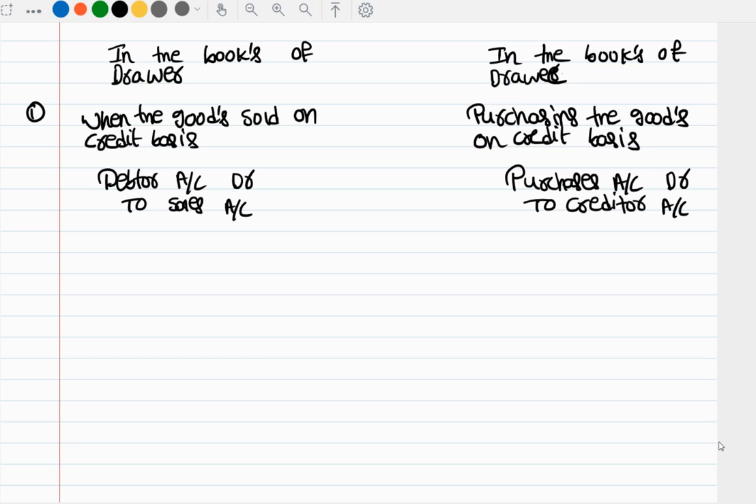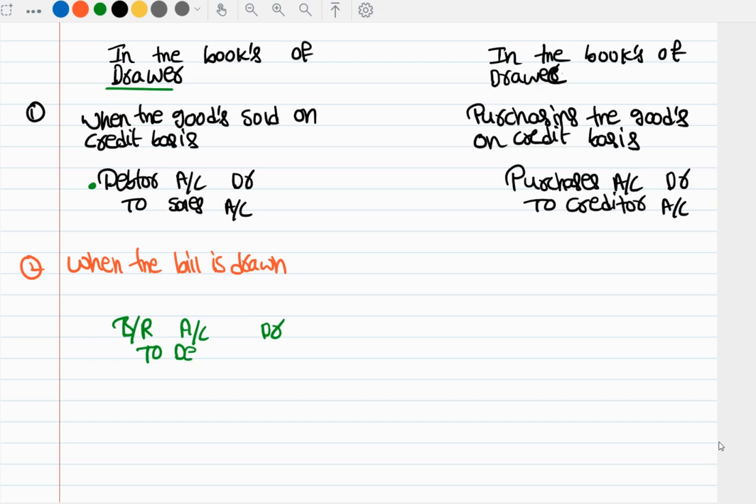Okay, now the drawer draws a bill. When the bill is drawn and accepted by drawee, for drawer it will become bills receivable. Bills receivable is an asset, so asset shows debit balance, so I'm debiting it. Bills receivable account debit. Now bills receivable is replacing the debtor. We need to cancel the debtor, so to cancel it I will credit it because previously it is debited, now I credited.